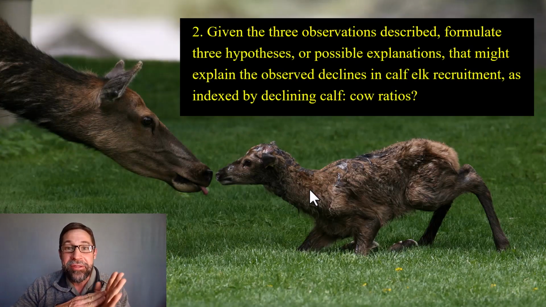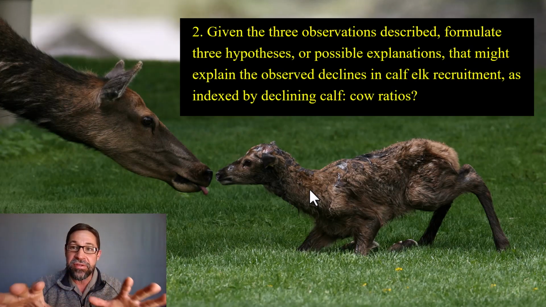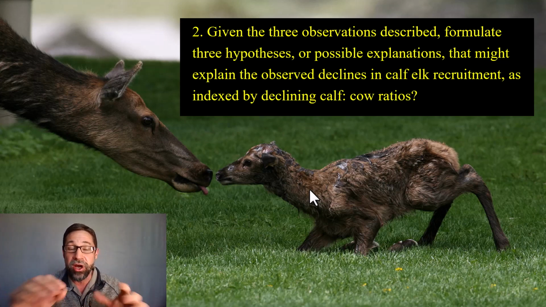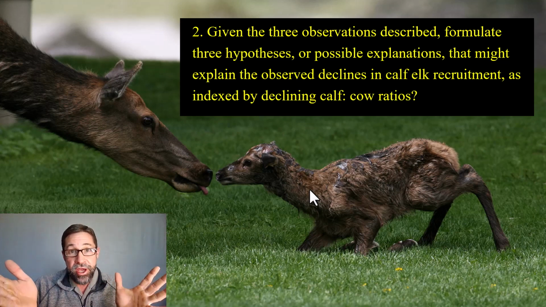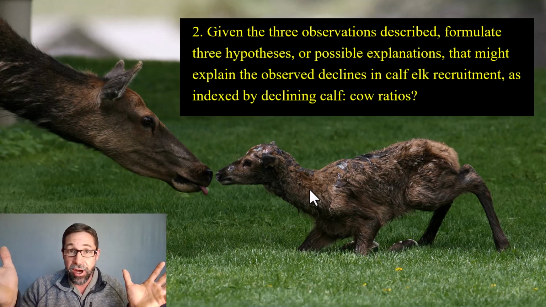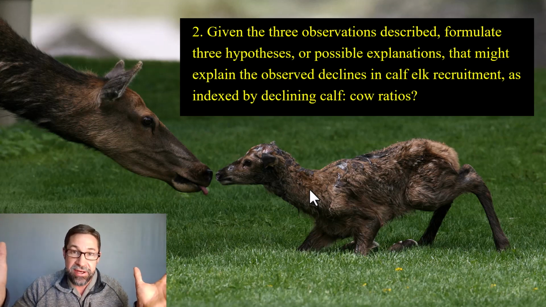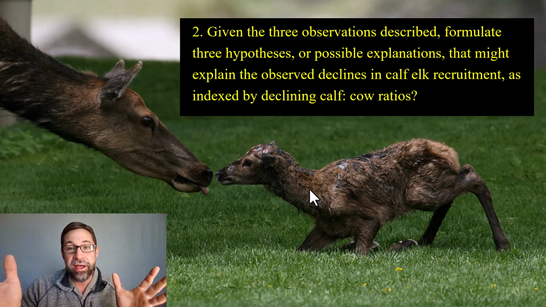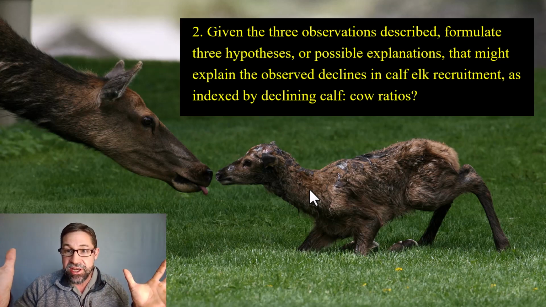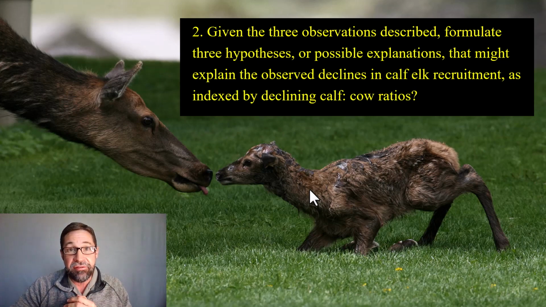All right, so I know I threw a lot at you, but given the three observations that I just described, increasing predator populations, increasing elk densities, and decreasing mature bulls, formulate three hypotheses. Remember, a hypothesis is just a possible explanation that might explain the observed declines that we were witnessing in calf elk recruitment as indexed by declining calf-cow ratios.